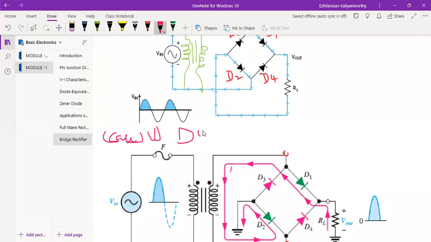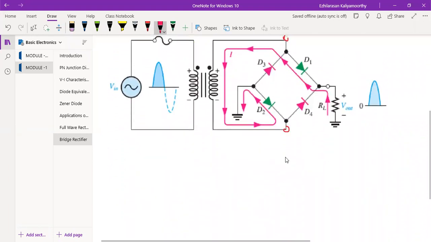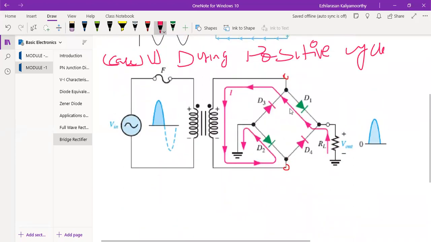Case one is during the positive cycle. Now what will happen? We see there is a green color which is showing the diode is on, whereas the pink color showing means the diode is off. During the positive bias, you see this plus and minus. If this is plus, then this will be minus.